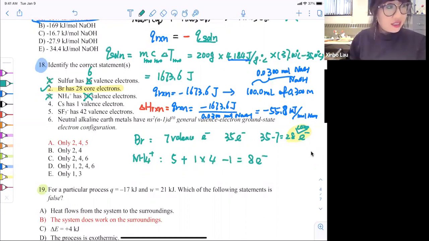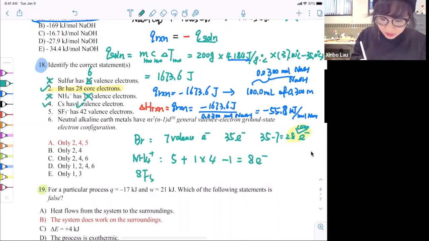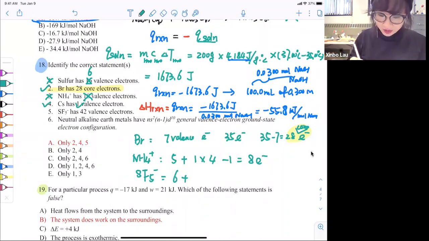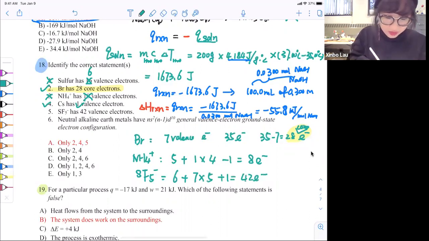And then for cesium, it is from the 1A group and has 1 valence electron, that's good. SF5 minus, similar logic. Let's simply add them up. 6 from sulfur, 6A group. Fluorine is 7A group, times 5. Minus 1 charge means plus 1. You do this calculation and we get 42. So that's correct.